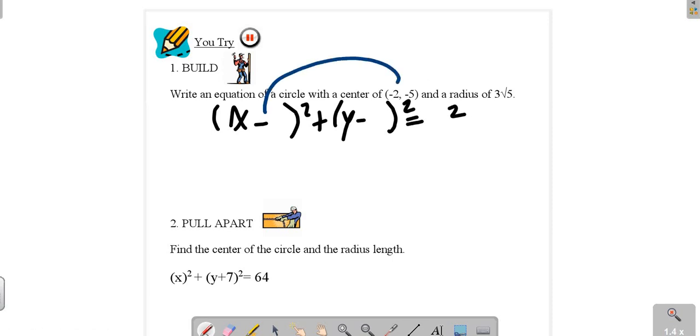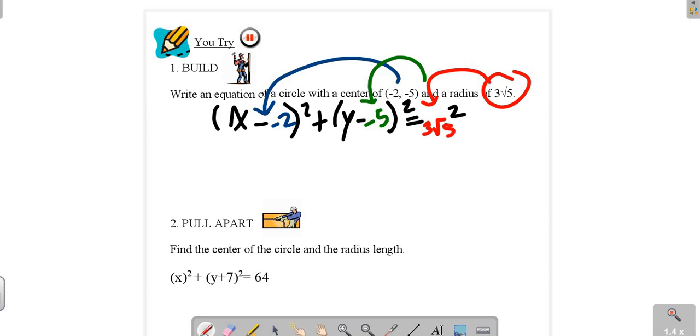So our h goes there, negative 2. Our k goes there, negative 5. Our radius goes right there, 3√5. And you should have cleaned it up. Here's the cleanup version. X, double negative, makes a positive. Y, double negative, makes a positive.